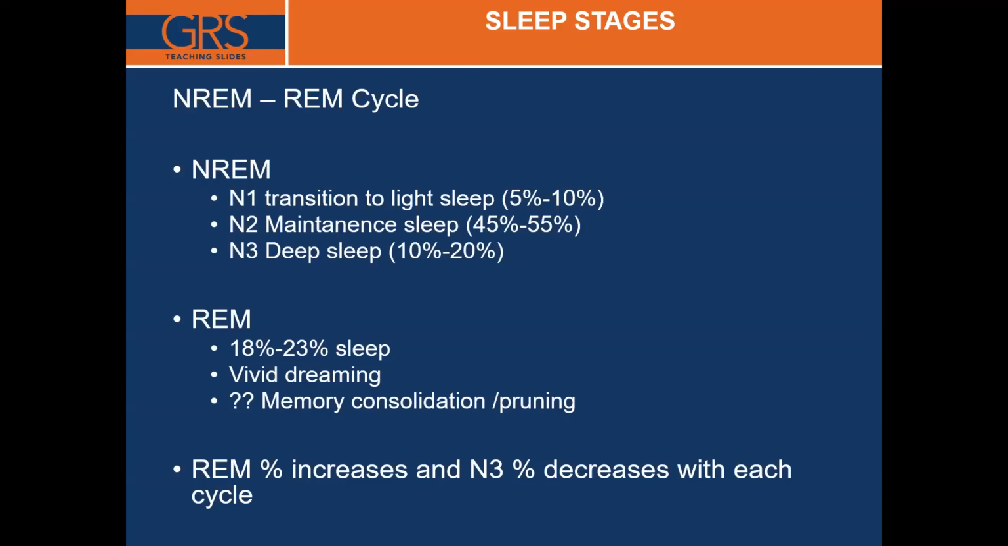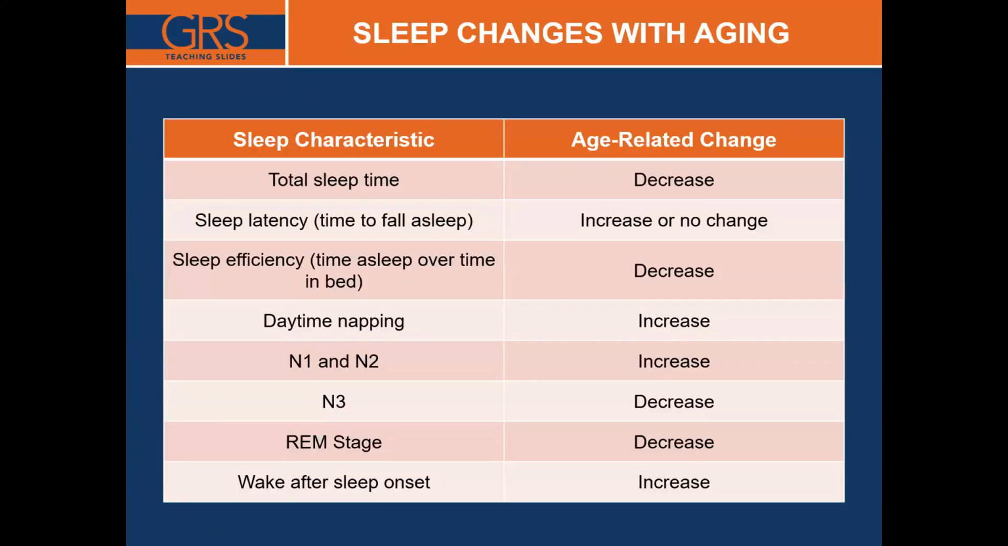And then REM sleep is 18 to 23%, and that's where we have some of our dreaming, memory consolidation, and pruning of old memories. REM sleep increases and N3 deep sleep decreases with each cycle throughout the night.